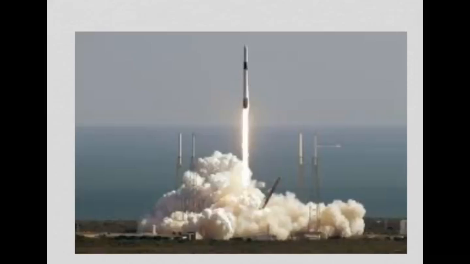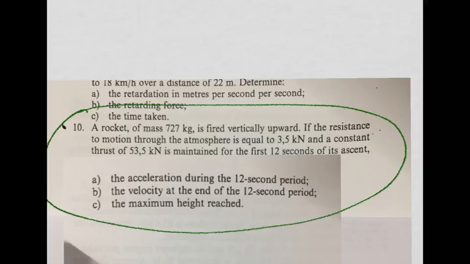Next, let's consider a rocket, such as the one depicted over here. So let's look at number 10. It says a rocket of mass 727 kilograms is fired vertically upward. If the resistance to motion through the atmosphere is 3.5 kilonewtons and a constant thrust of 53.5 kilonewtons is maintained for the first 12 seconds, find the acceleration during the 12-second period, secondly the velocity at the end of the 12-second period, and then C, the maximum height reached.